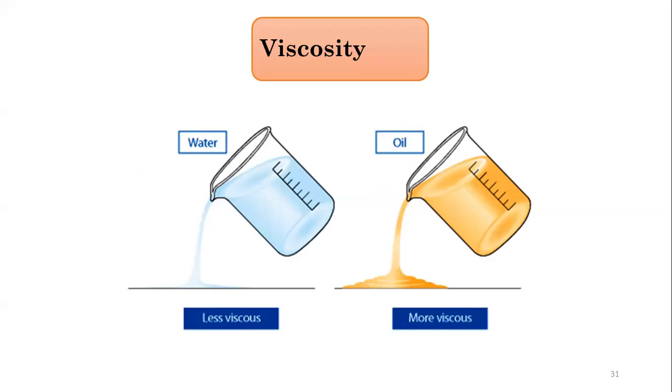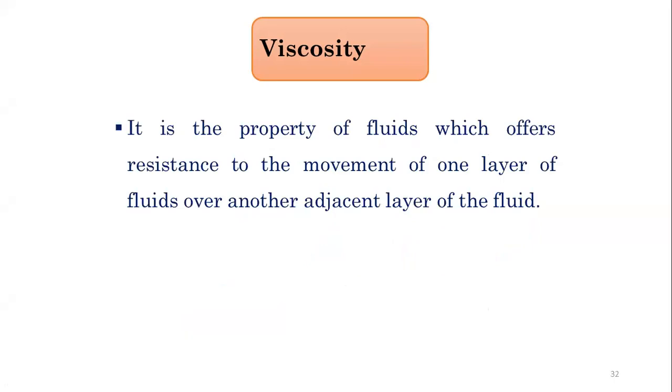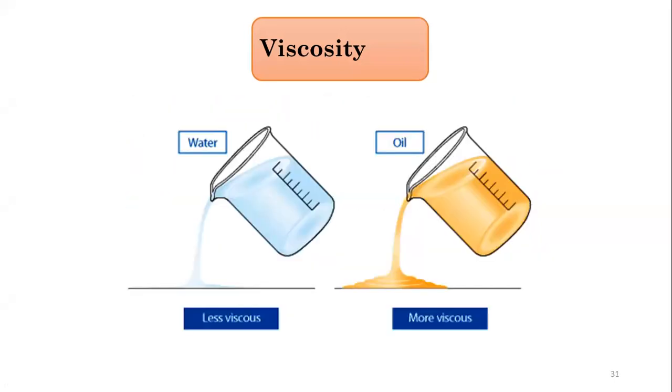Similarly, if you consider one more liquid like oil, our normal vegetable oil, it will not flow as fast as water, because the viscosity of the oil is more. There will be more shear stress between the two layers of the oil. That's why you can see the difference in the viscosities of oil and water. The oil is a little bit thicker than water, so viscosity will be more.